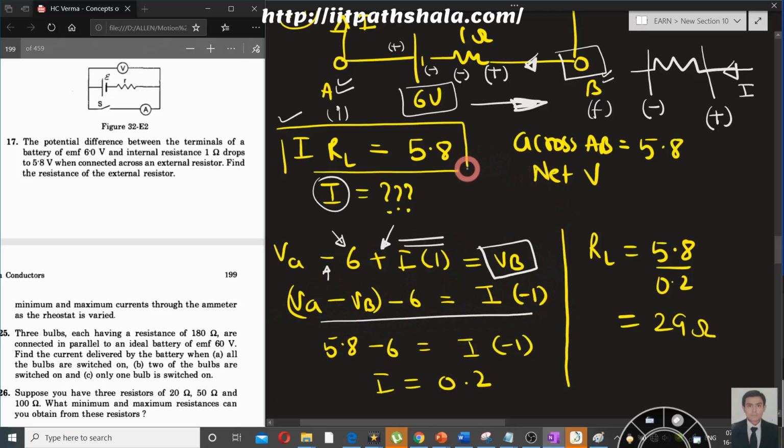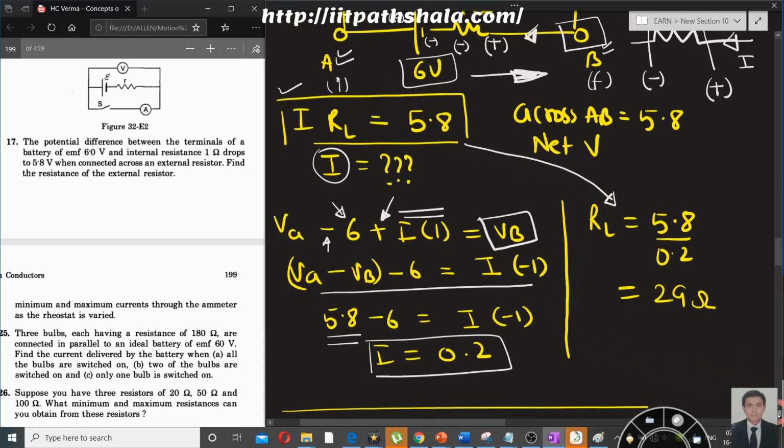Now you are given that VA minus VB is nothing but 5.8. Okay, the actual battery voltage is 5.8, not 6 volt. So VA minus VB is 5.8. So 5.8 minus 6 equals minus I. So you'll have I equal to 0.2 ampere. Now just put this I into this box over here to calculate RL, which is 29 ohm.